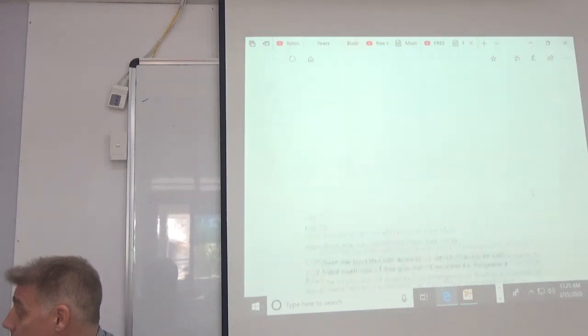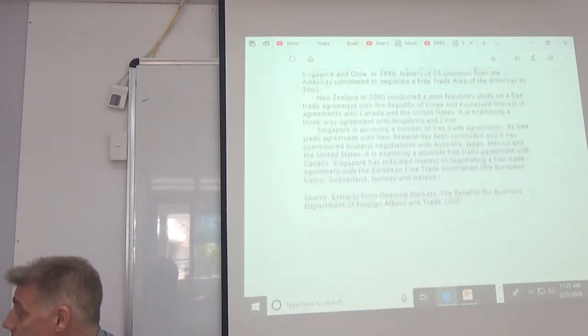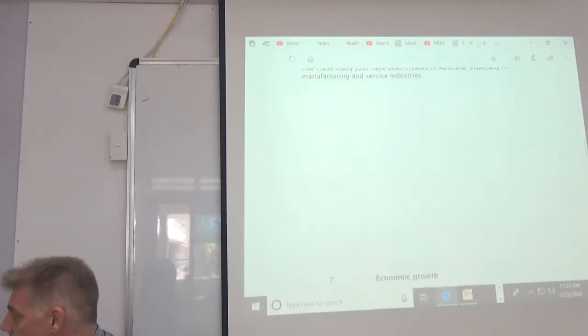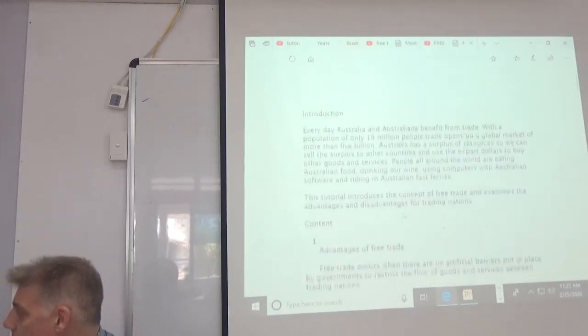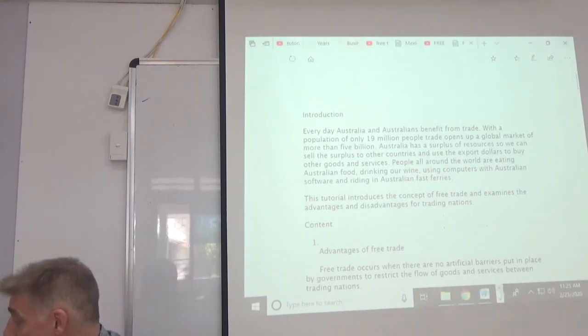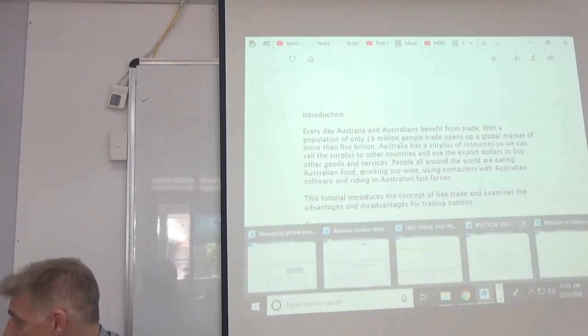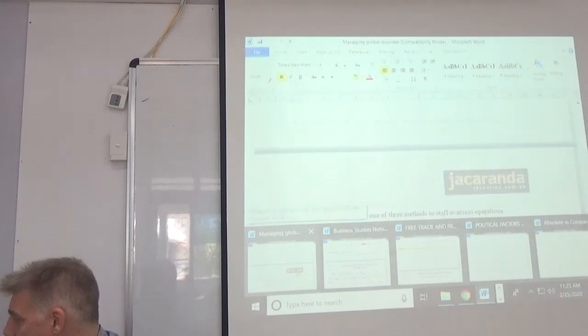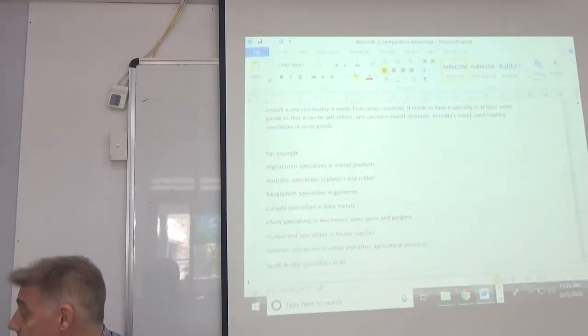So it's quite okay. So two main, I'm going to post these two articles for you. Advantages and disadvantages of free trade. And the other one again is absolute versus comparative advantage.